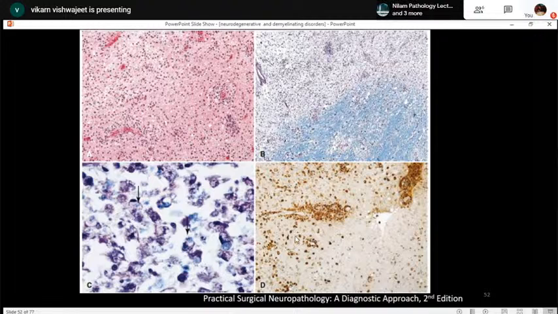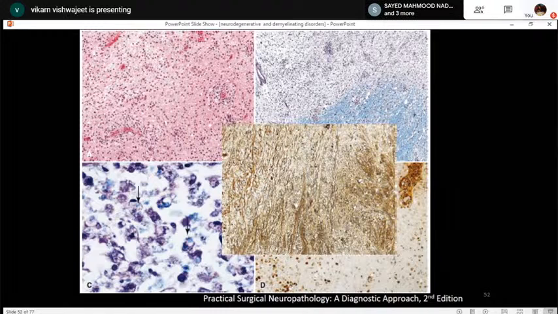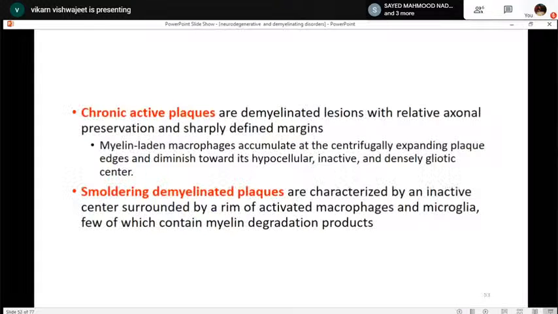And then this is the CD68 immunostain, which highlights the collection of macrophages in these areas. An important finding in multiple sclerosis is the relative preservation of axons despite the loss of myelin. There is preservation of the axons, which is shown here by the silver Bielschowsky stain.